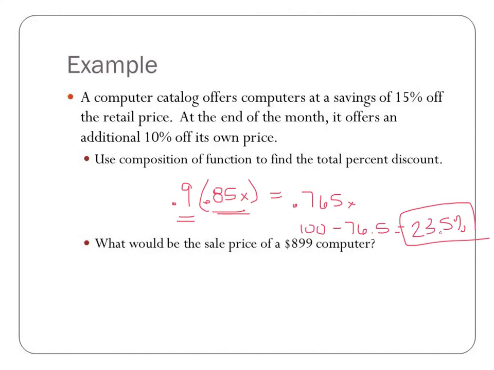Okay, so what would be the sale price of an $899 computer? So what you just need to do is take your 0.765, which is the percent we're going to pay, times $899, and the sale price, rounded to 2 decimals, because that's how money works, is $687.74.